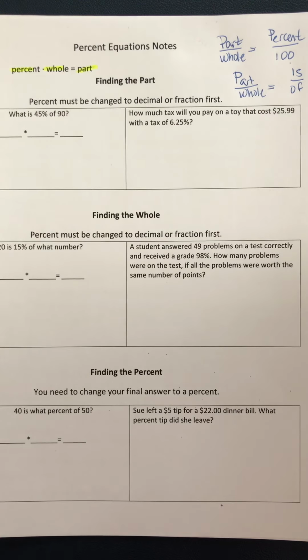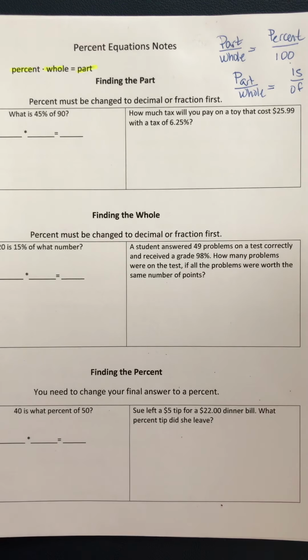Welcome back. Okay, so my formula for percent equations is my percent times my whole equals my part. You may also have seen it last year as part over whole equals percent over 100. That's another way of figuring it out as a ratio. And when you see the words part over whole, that is the same as saying is over of. And is and of are keywords that you can look for in word problems, okay?